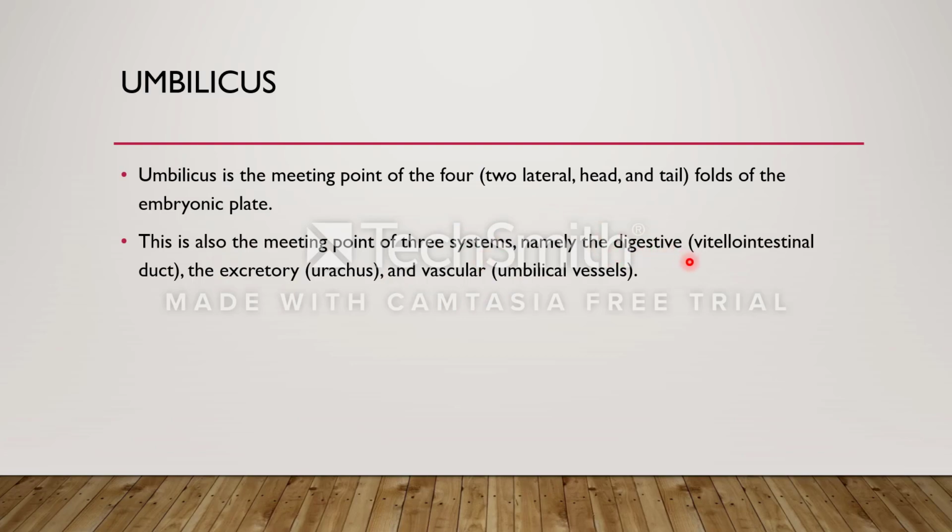See here, the digestive system meets at the umbilicus through the vitello-intestinal duct. This is the duct which is connecting the midgut to the umbilicus in the fetus. Then another system, the excretory system, is also meeting at the umbilicus. This is through the duct or tube which is named as urachus. Urachus is a tube which is connecting the umbilicus with the urinary bladder. And here the two umbilical vessels which are present in the umbilical cord are also connecting the vascular system with the umbilicus.